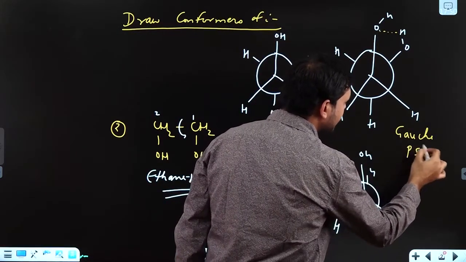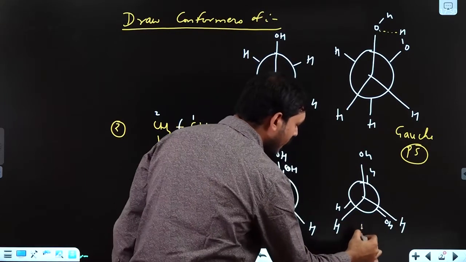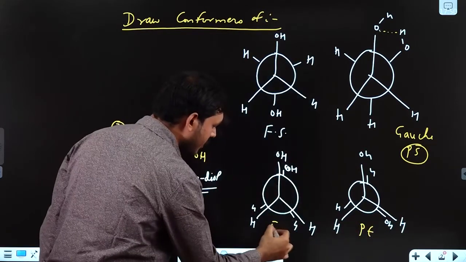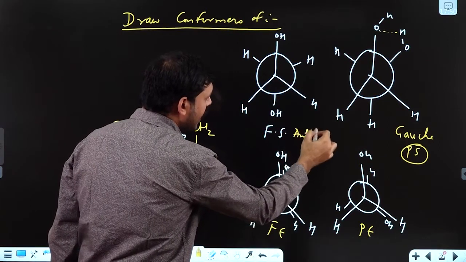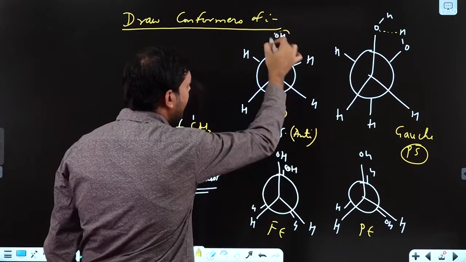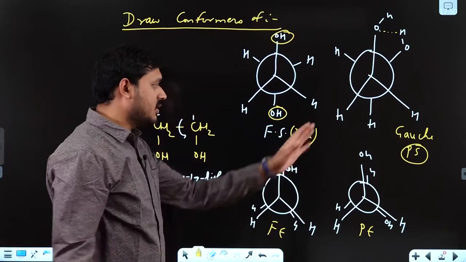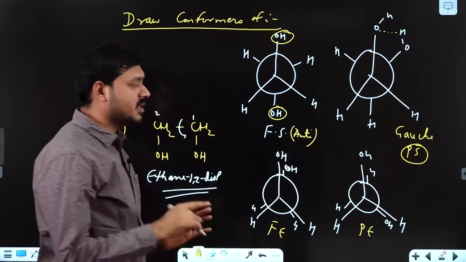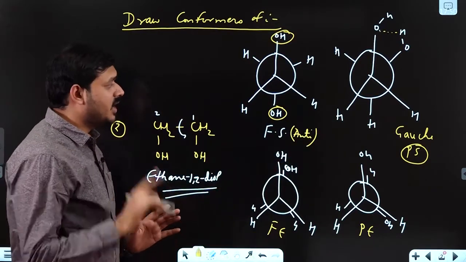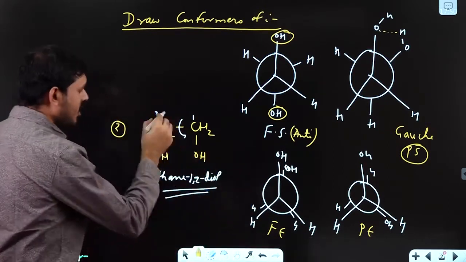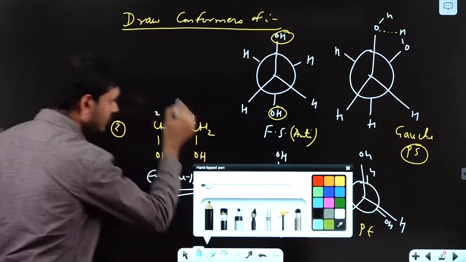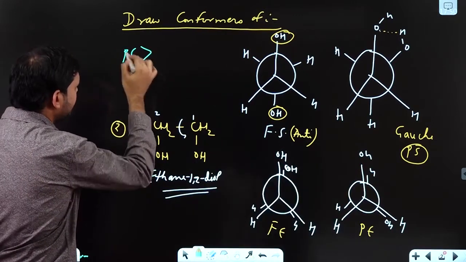the gauche form, or you can say partially staggered. This is your partially eclipsed, this is your fully eclipsed, this is your fully staggered, which is also called anti because these two groups are anti to each other, right? So in such cases the gauche form becomes more stable. Reason: intramolecular hydrogen bonding. Okay, so in this case the order of stability will be, partially staggered is more stable.